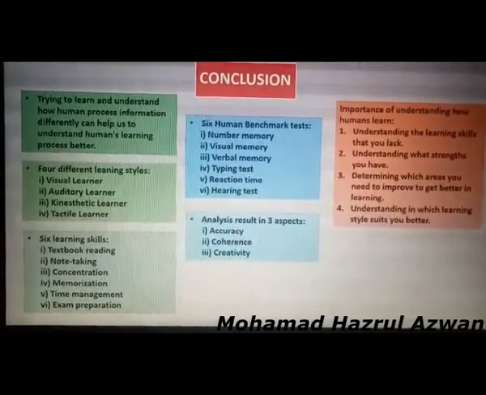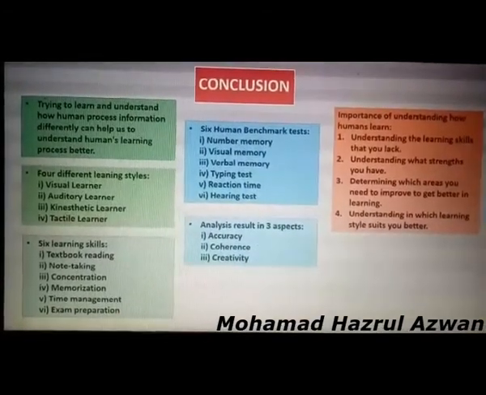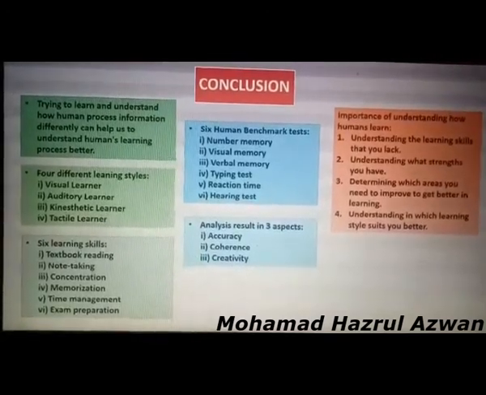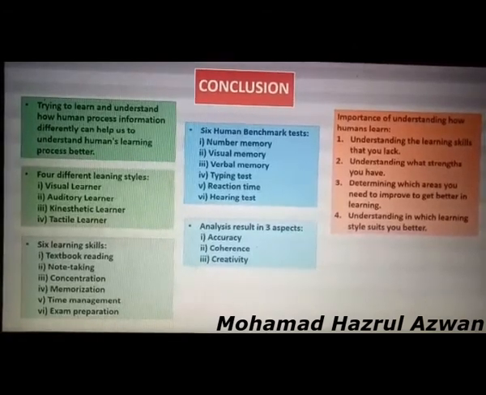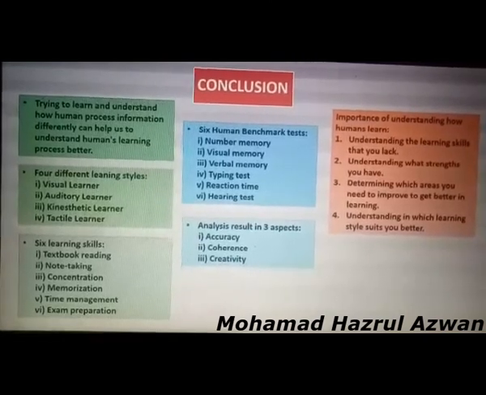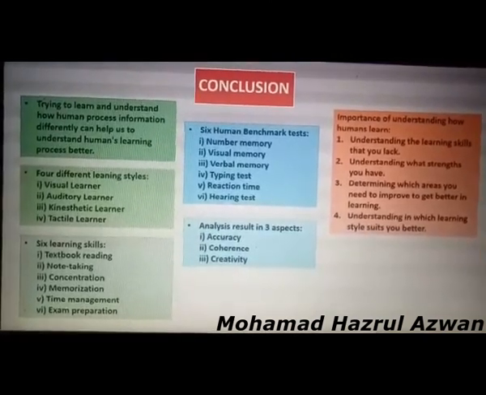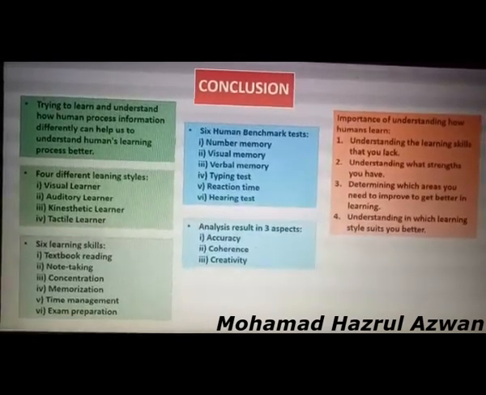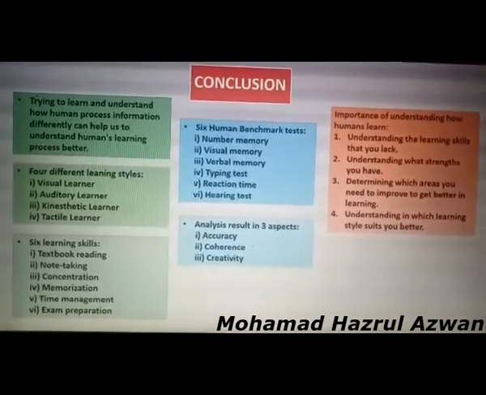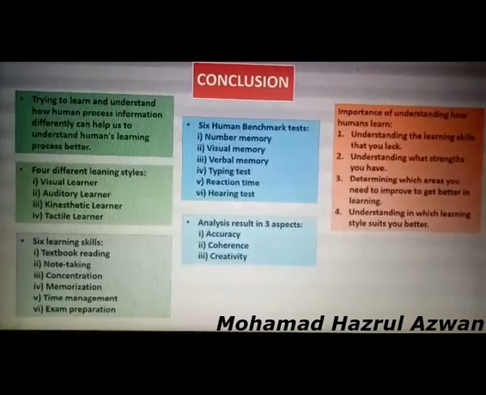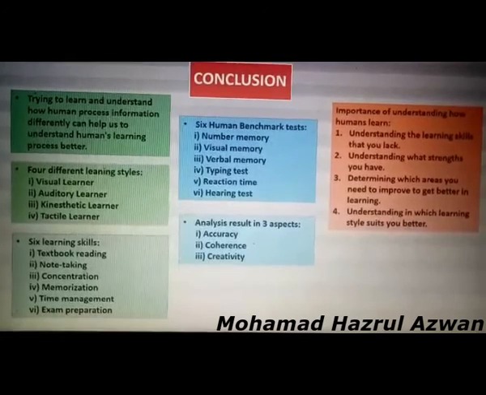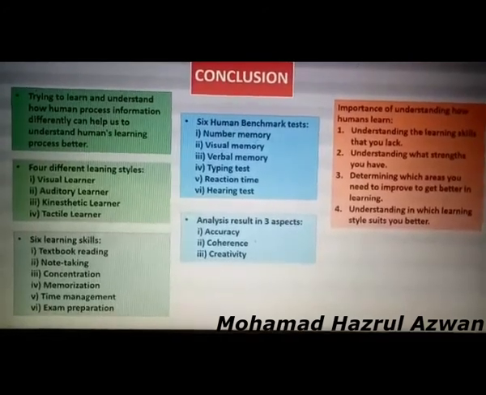There are 4 different learning styles that were assessed during the experiment, which are visual learning, auditory learning, kinesthetic learning, and tactile learning. The 6 learning skills which were assessed are textbook reading, note-taking, concentration, memorization, time management, and exam preparation. The 6 human benchmark tests are used to determine the level of memorization, the typing speed, the reaction time, and the hearing of the learner. After obtaining the results, they are analyzed in 3 aspects, which are accuracy, coherence, and creativity.